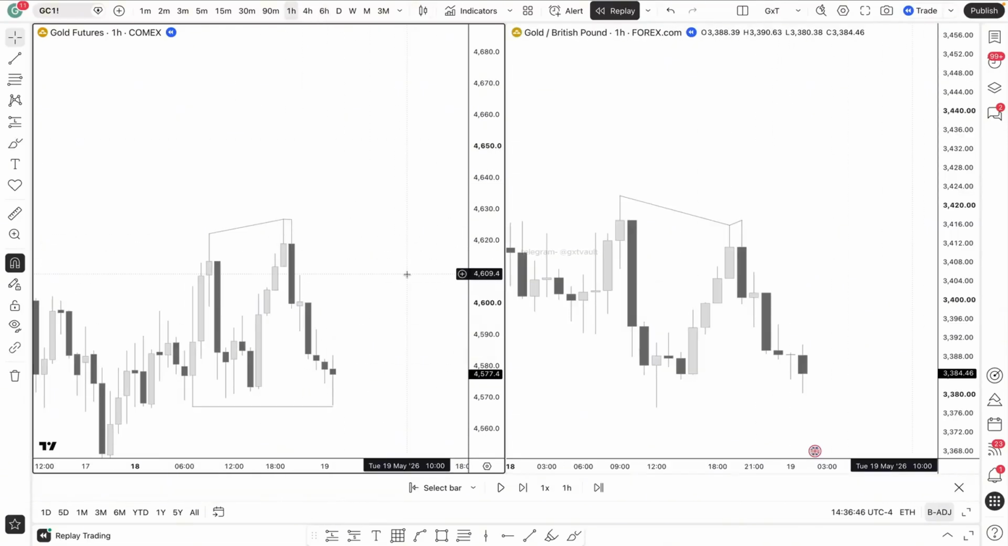Here is an example of using our first variation of two-stage SMT, where we have one asset raiding the range high, one asset doesn't, and then it's confirmed by swing SMT, ideally in the form of a strength switch like this. And then once that is confirmed, we can go ahead and target opposing lows.